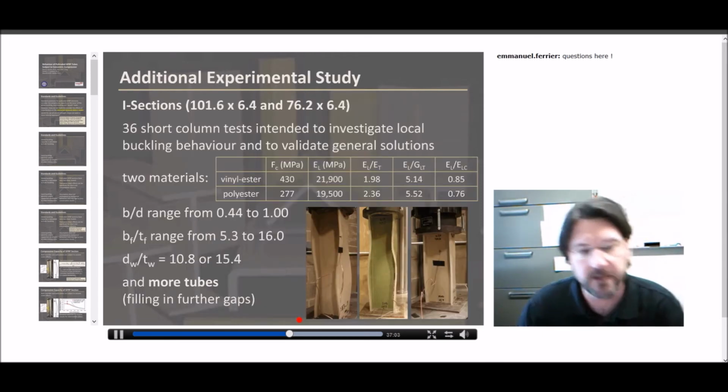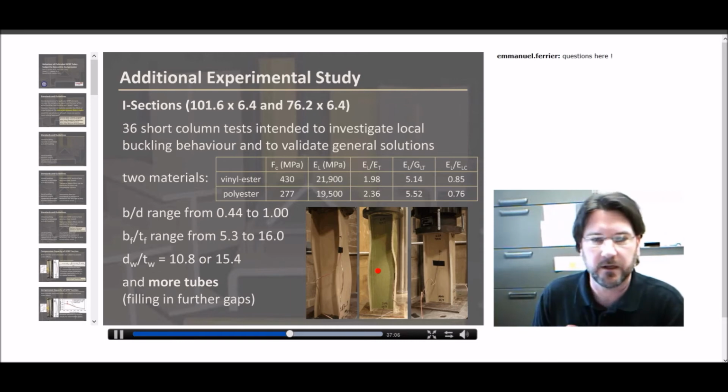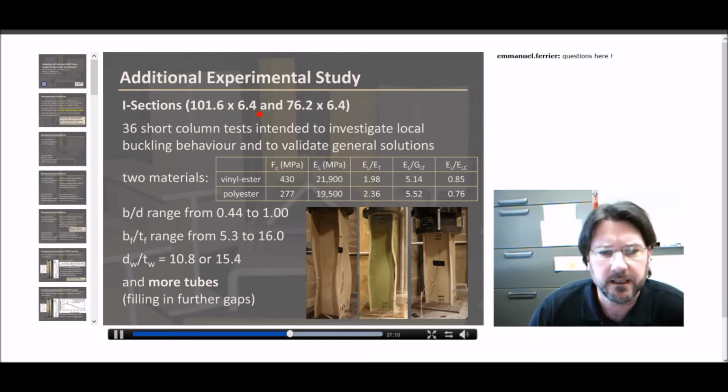We have done a significant additional study. I'm not really going to go deeply into it here, involving I-shaped sections in pultruded shapes, at least that are available in North America. I-shaped sections are all essentially square, so the flange width is equal to the depth of the section, and so we have 100 millimeter and 75 millimeter sections. Excuse me, we actually looked at two materials, and the attempt here was to come up with materials that had different ratios of longitudinal to shear modulus.